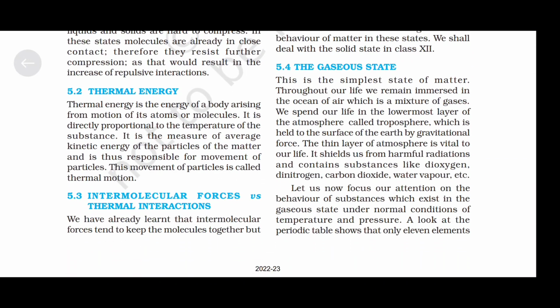Thermal energy. Thermal energy is the energy of a body arising from motion of its atoms or molecules. It is directly proportional to the temperature of the substance. It is a measure of the average kinetic energy of the particles of the matter and is thus responsible for movement of particles. This movement of particles is called thermal motion.